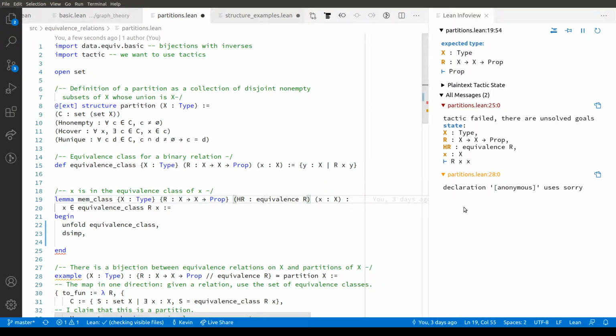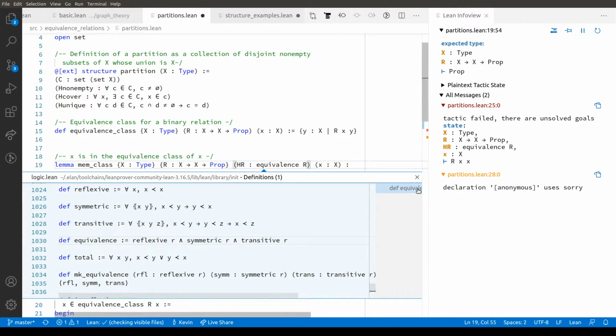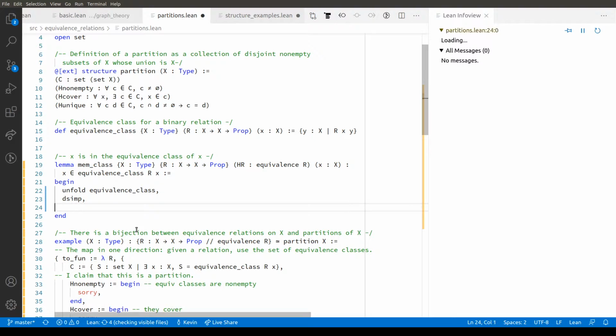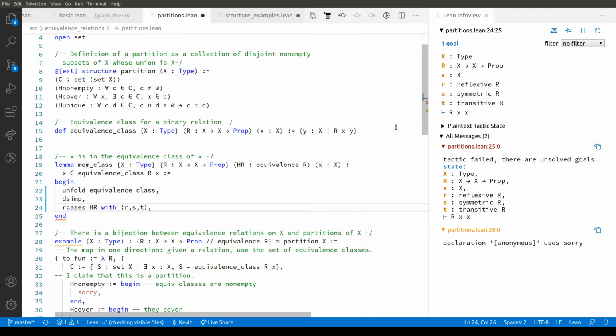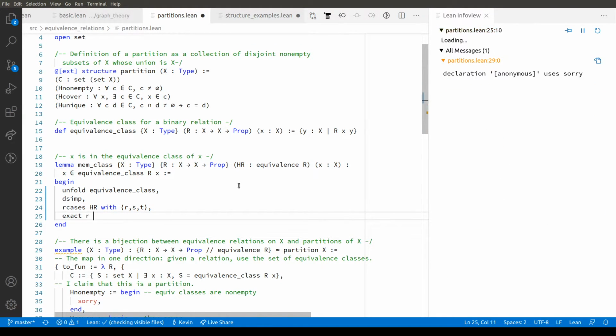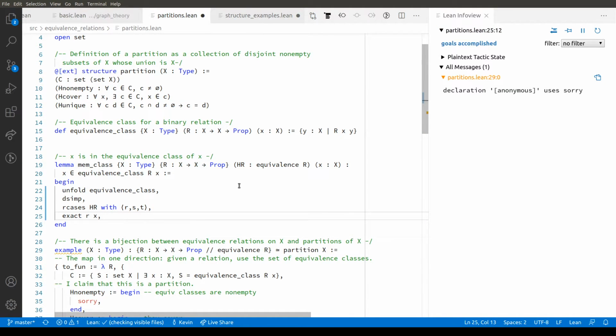Is equivalence relation a class? No, it's not. So why would this be true? I guess I could do cases. I could do R cases, HR, with RST there. And now R is a proof that capital R is reflexive, S is a proof that capital R is symmetric, and T is a proof that capital R is transitive. And so this is exactly the statement Rx, right? There we go. So there's the proof of that.